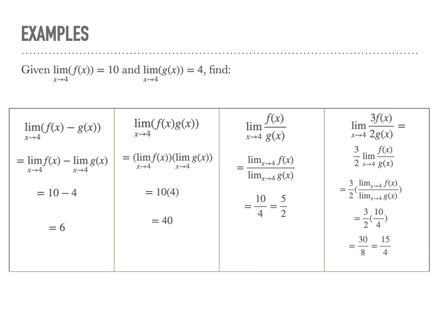You can also just do the limit of x approaches 4 of 3 times f of x divided by the limit as x approaches 4 of 2 times g of x, or you could just separate it out. This goes to show that sometimes you can use more than one property, which is really useful.